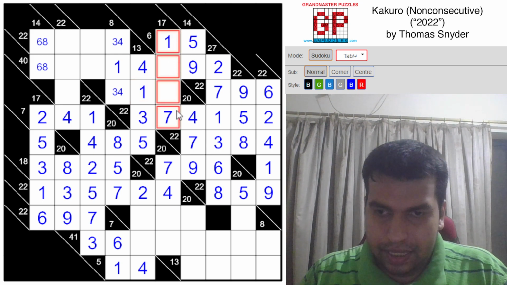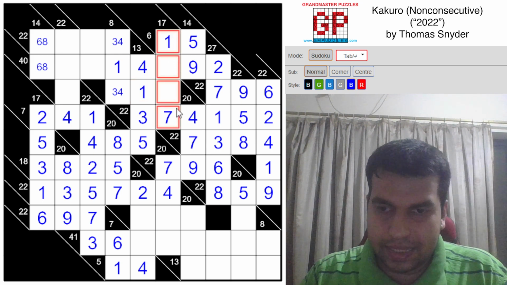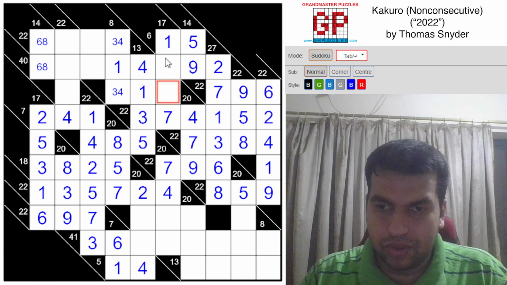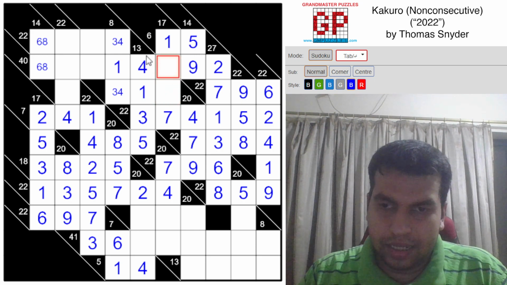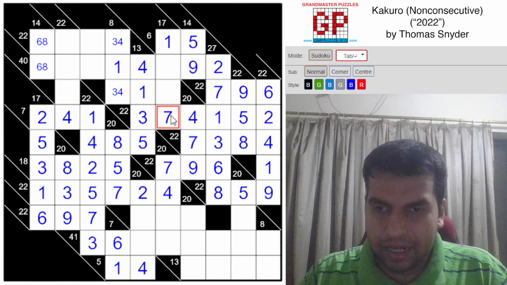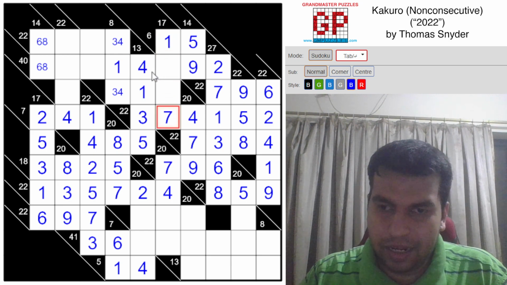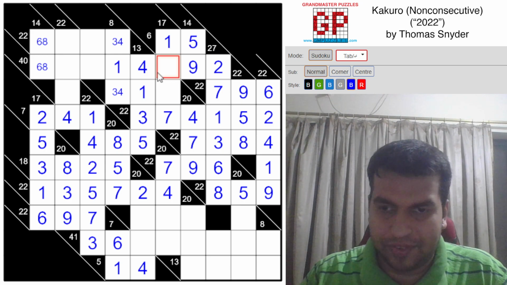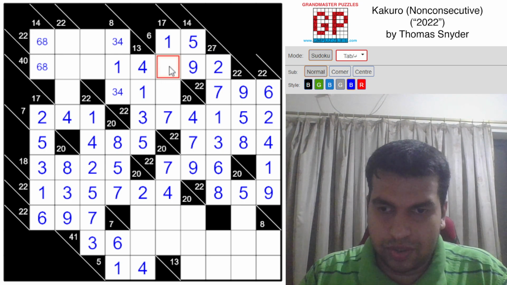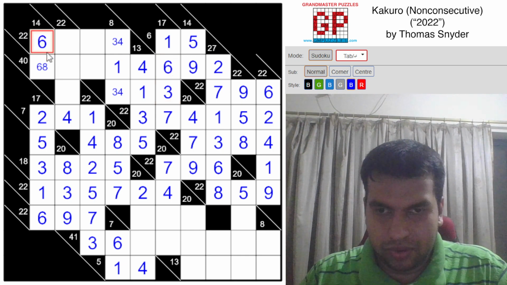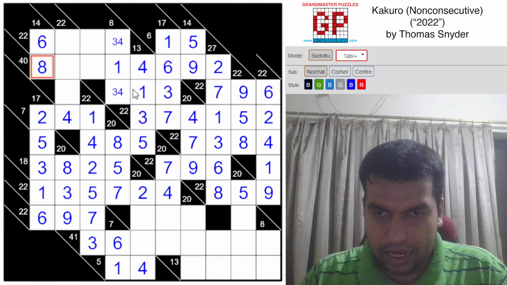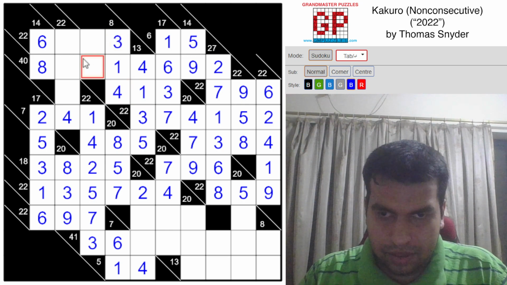Now this 17 sum has 8 already in it. So the remaining two cells have to sum to 9. So that can be done. It can't be done by 1 and 8. It can't be done by 7 and 2. And it can't be done by 4 and 5 because that would force a 5 over here next to the 4. So it's a 3 and 6, and the 3 has to avoid the 4. That also resolves this, and it also resolves this.